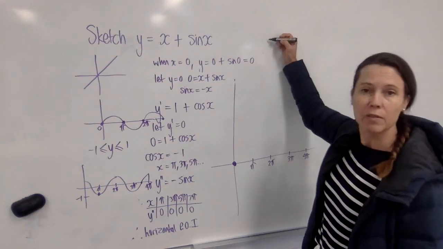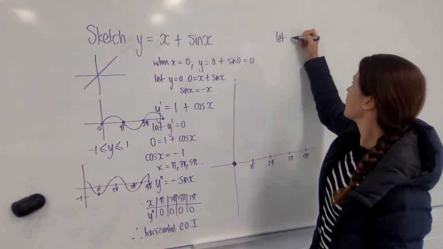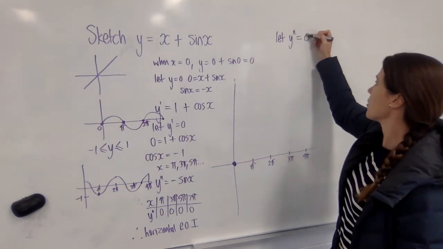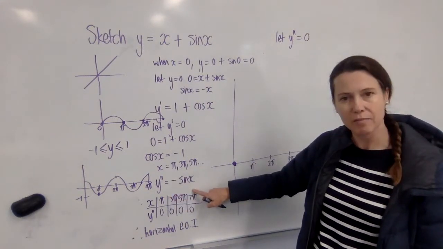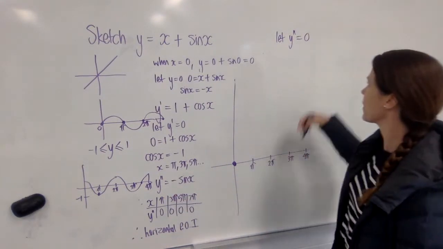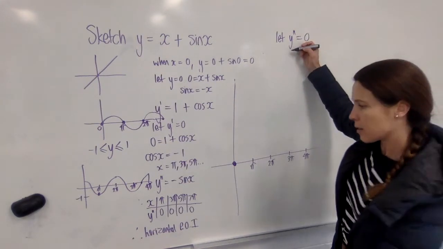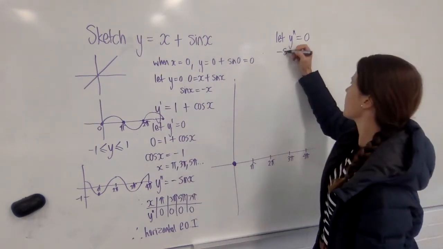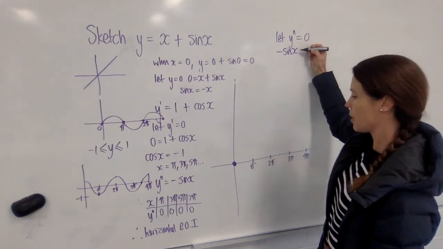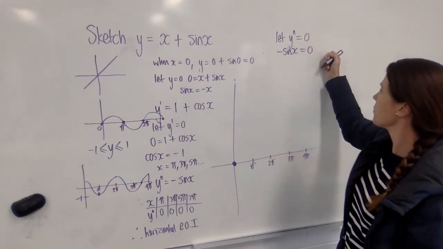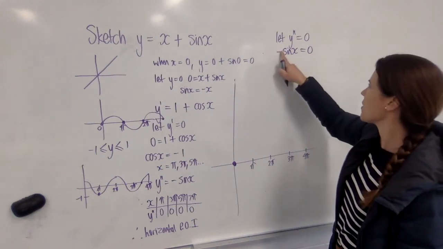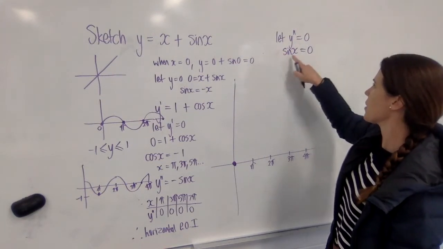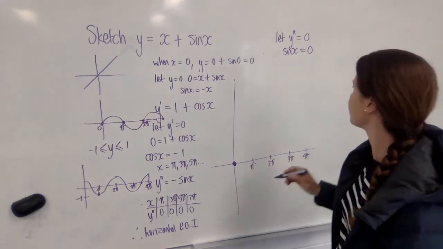Well, to look for points of inflection, let's let the second derivative equal 0. We looked at what the second derivative was at particular values of x, but perhaps there's some more points of inflection that we haven't considered. All right, the second derivative is minus sine x, and we want to let that equal 0. That's the same thing as saying sine of x equals 0, isn't it? Because the negative there is not really doing anything. If something equals 0, it's 0.